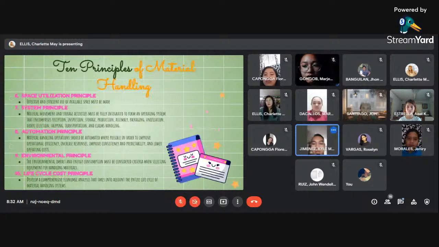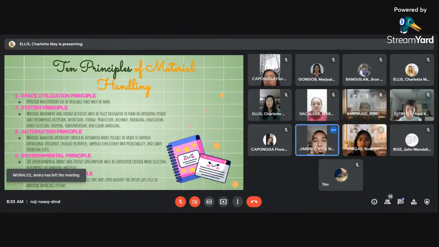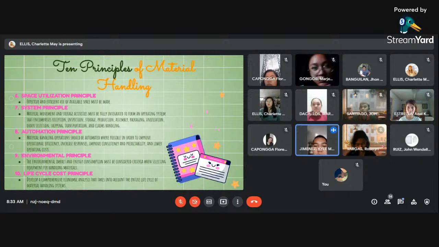Number 7, system principle. Material movement and storage must be fully integrated to form an operating system that encompasses receiving, inspection, storage, production, assembly, packaging, unitizing, order selection, shipping, transportation, and claims handling. System integration should encompass the entire supply chain, including reverse logistics. It should include supplier, manufacturer, distributor, and consumer.